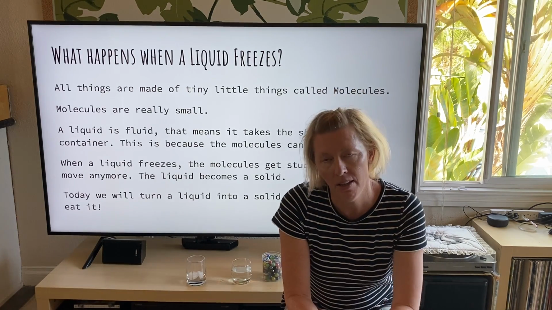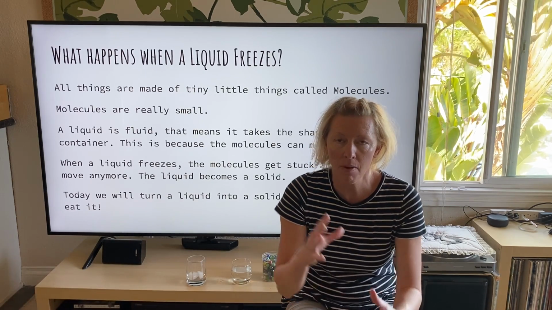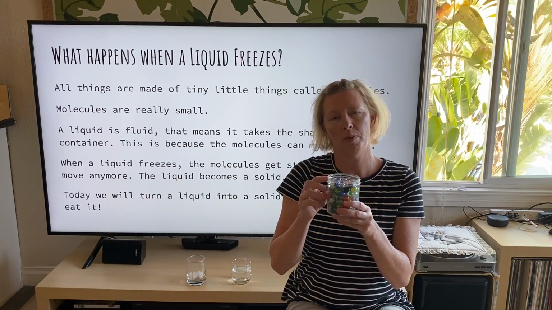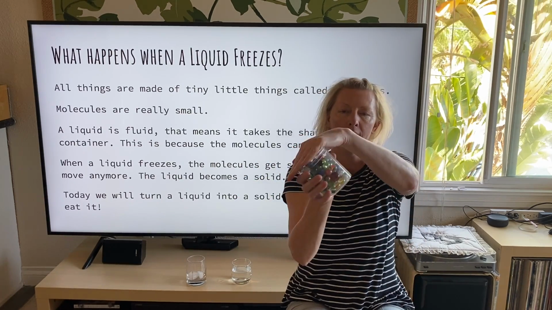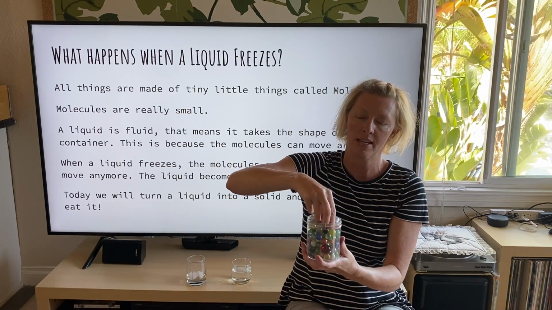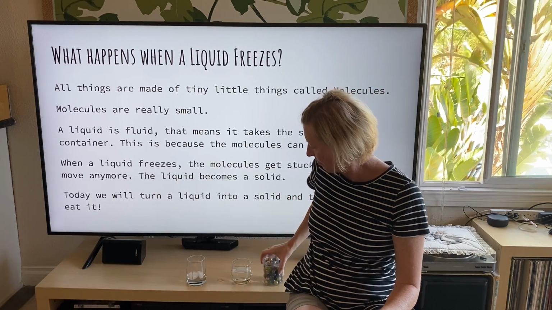So a liquid, which is what our yogurt is, has molecules in it, and these molecules are moving around. Just like if these marbles were molecules, they move around in this container. Like this molecule could trade places with this one because they're able to move. That's kind of how a liquid is.